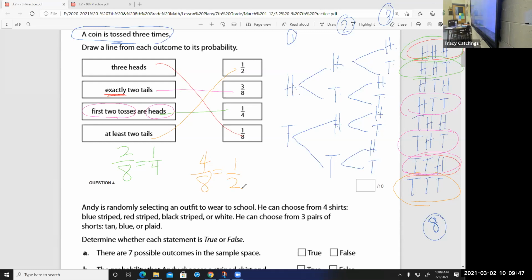Any questions about it? Write your sample space and then your probabilities. I say 3 heads was equal to 1 4. So you can't actually draw the line in the box. Any questions about it? Y'all sure? All right. Anybody still getting anything you need? Okay.